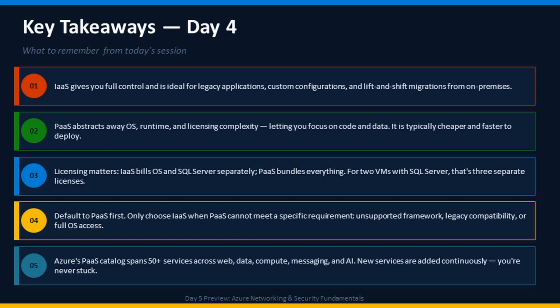Number 3, licensing is a concrete cost factor. With IaaS, a web plus database setup could mean 3 separate licenses, 2 for Windows Server and 1 for SQL Server, with the SQL Server cost varying by edition. With PaaS, everything is bundled. Factor this into every architecture decision. Number 4, the decision rule. Start with PaaS. Ask yourself whether PaaS can handle your requirements. Only if you can answer no to a specific, concrete requirement, such as needing an older firmware version or requiring full OS access, should you move to IaaS.